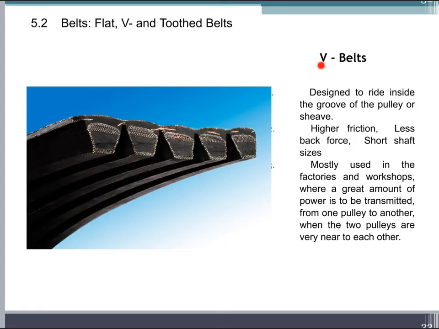And then we have the V-belt, which is designed to ride inside a groove. So there is a groove on that pulley. The V-belt has very high friction, less back force and a short shaft size. And it is mostly used in factories and workshops where a great amount of power needs to be transferred.